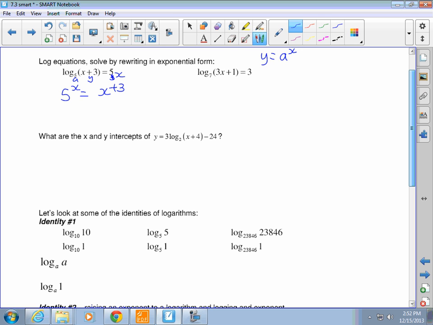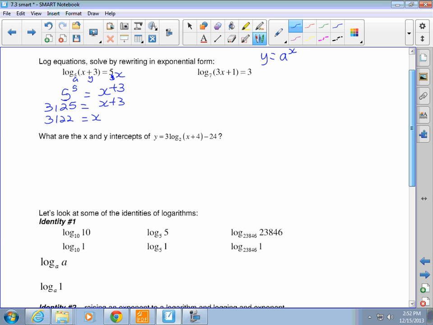Not power of x. 5 to the power of 5. My x value is 5. So in order to solve for x, I have to evaluate. 5 to the power of 5 is 3,125, which is equal to x plus 3. If I subtract 3, 3,122 is equal to x.